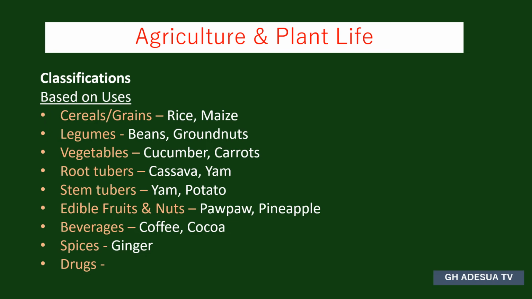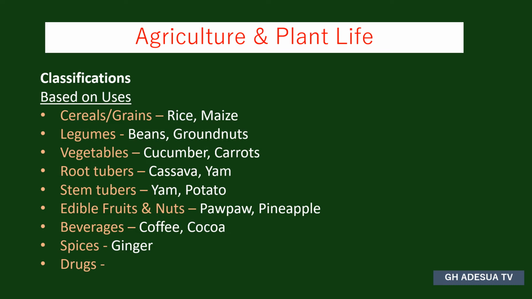Then we have the root tubers. So they are roots and they are tubers. Example, cassava and yam, they are under the soil. They are part of the foods that are regularly eaten within our terrain. Root tubers, cassava and yam. Then we have stem tubers, which can also include the yam, and also potato. They are within the middle of the plant. So potato is an example of that. Then we have edible fruits and nuts. Fruits include pawpaw, nuts include tiger nuts.